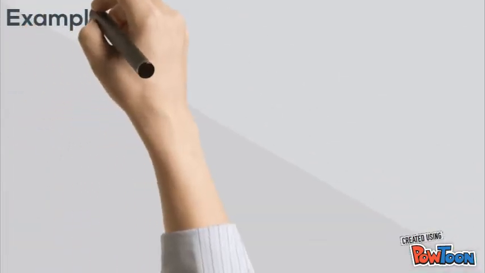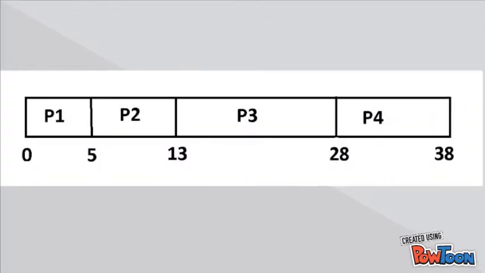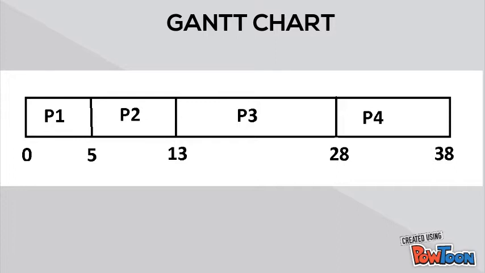Here's an example of the FCFS algorithm. We have processes P1 to P4. Each has arrival time at 0, 2, 3 and 4 respectively, and burst time at 5, 8, 15 and 10. Here's the Gantt chart of the first come first serve algorithm. The Gantt chart always starts at time 0. And P1 is first because P1 arrives at time 0, and so on.